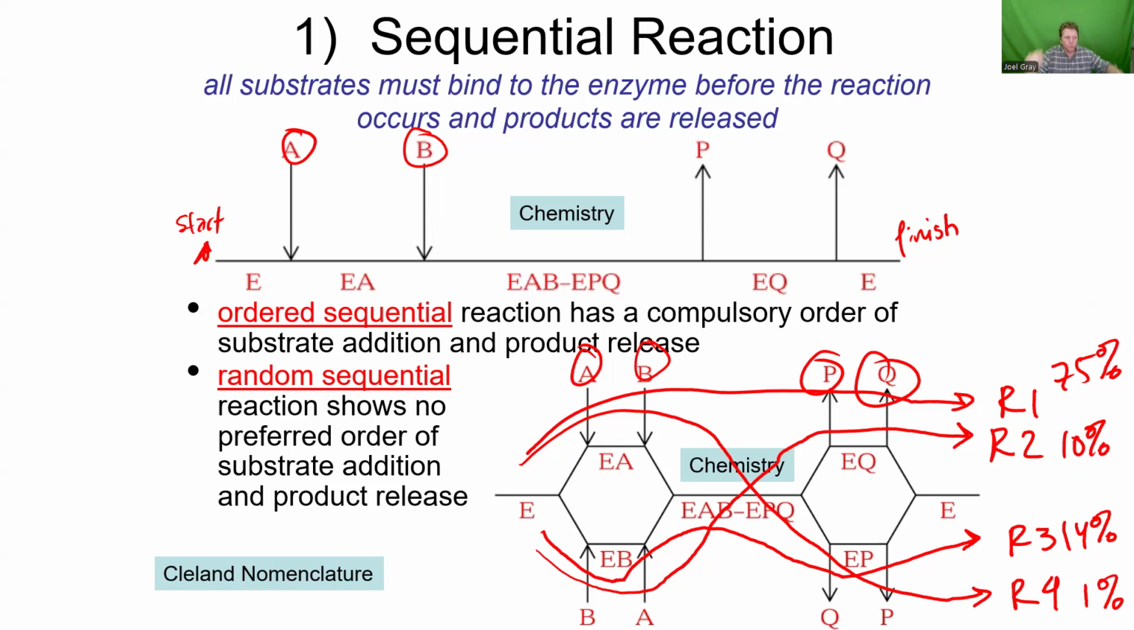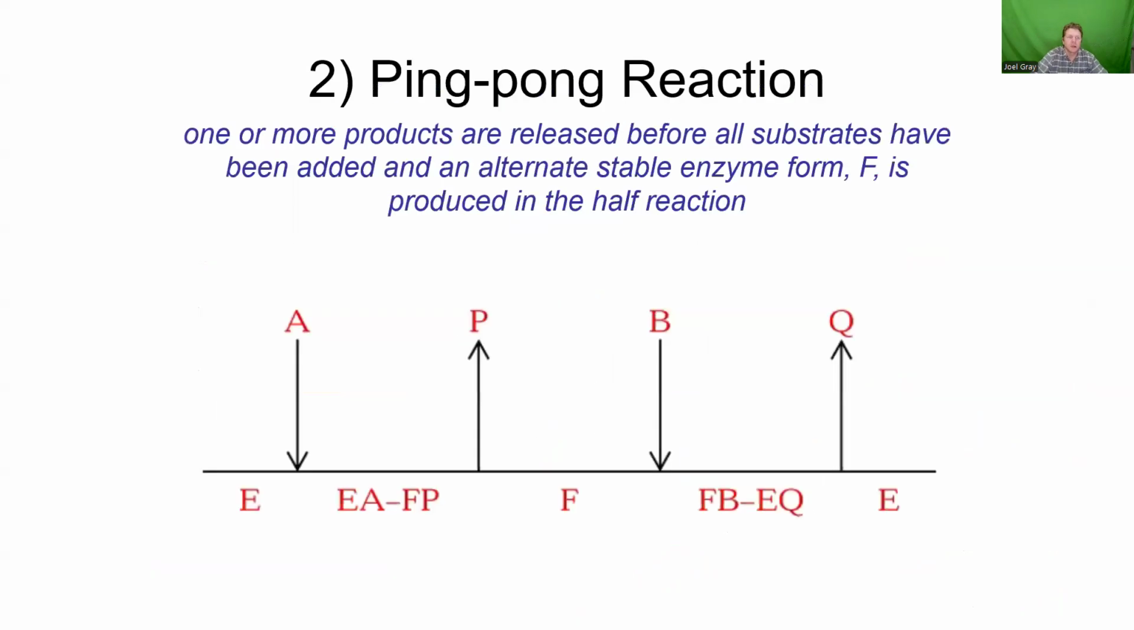Okay? Now, last but not least is our ping pong reaction. Now, the ping pong reaction I think is fantastic because what's important about the ping pong reaction is that you have this right here, F. I'm going to underline it. F is the alternative or alternate stable form of your enzyme. It is produced in the half reaction. Okay. Now, the way that I like to think about this is I'm going to go ahead and say that reactant A, or substrate A, I'm going to say that that is ATP.